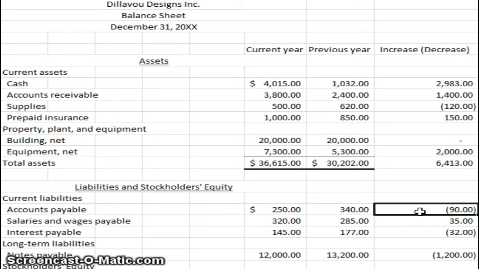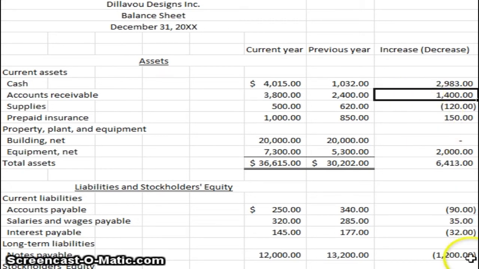For changes in current liabilities, you do the same. So if a current asset went up, you subtract it. If it went down, you add it. If a current liability goes up, you add it. If it goes down, you subtract it. Do the opposite for current assets, do the same for current liabilities. So accounts receivable went up $1,400.